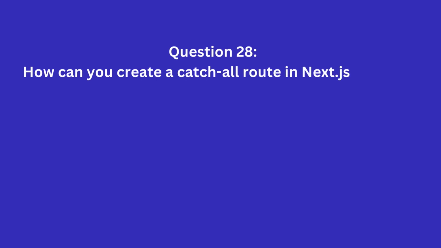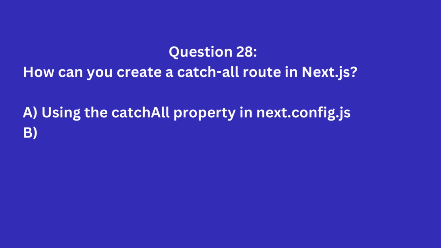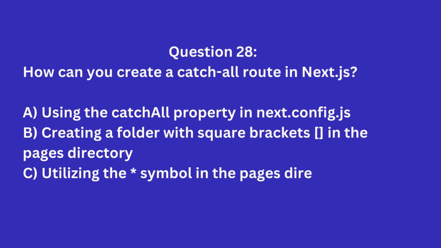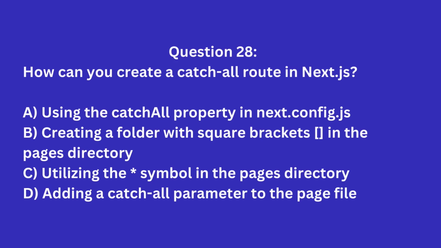Question 28. How can you create a catch-all route in Next.js? A. Using the catch-all property in next.config.js. B. Creating a folder with square brackets in the pages directory. C. Utilizing the asterisk symbol in the pages directory. D. Adding a catch-all parameter to the page file name.